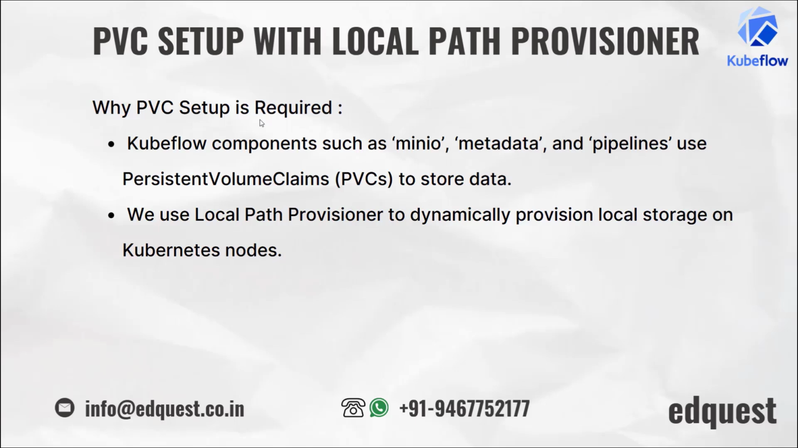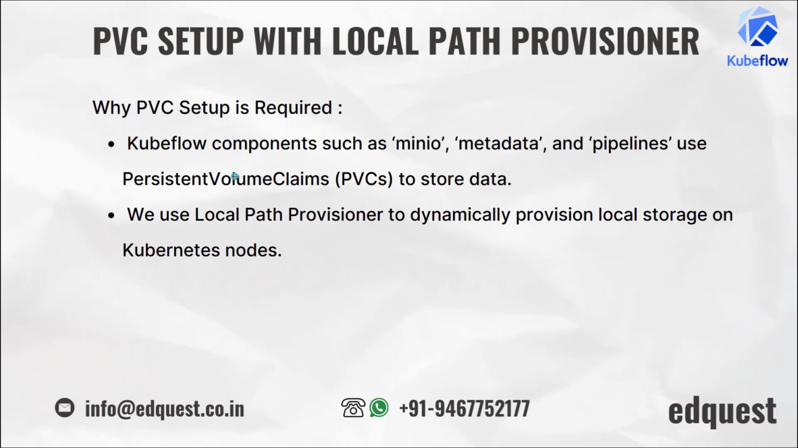To handle this, we will use something called local path provisioner. It allows Kubernetes to dynamically allocate storage from a local disk path on the node. This is a lightweight and efficient solution, especially suited for local clusters or testing environments. It helps us avoid the complexity of setting up external storage backends.